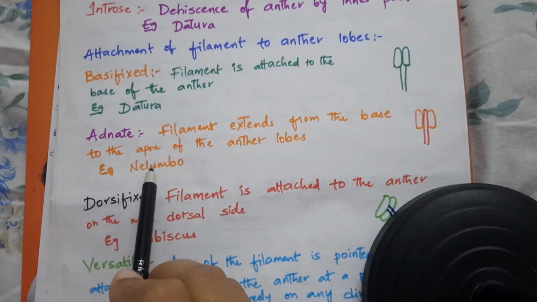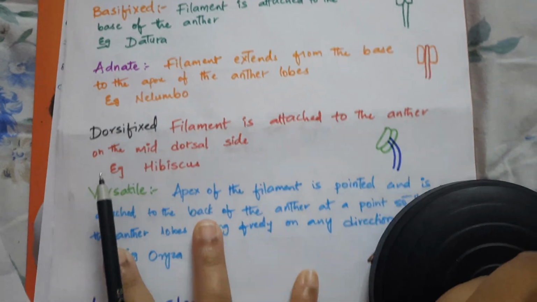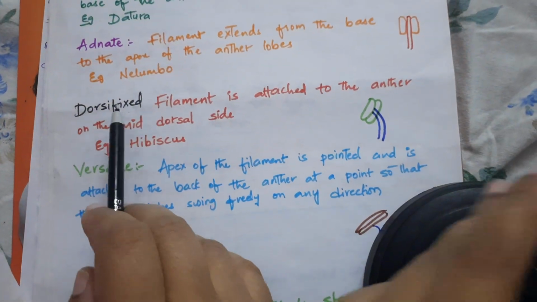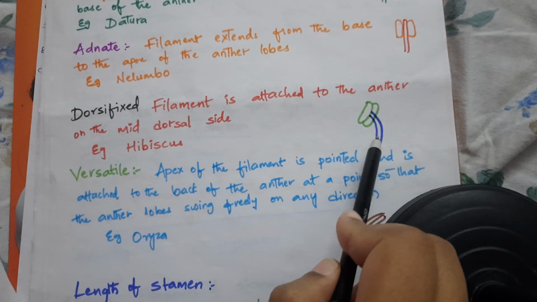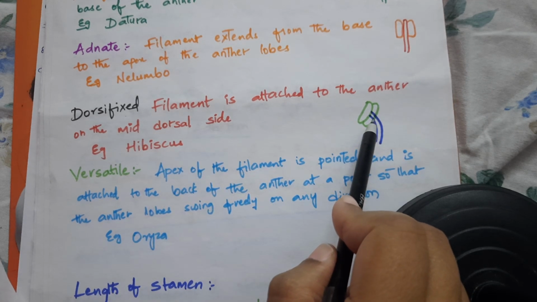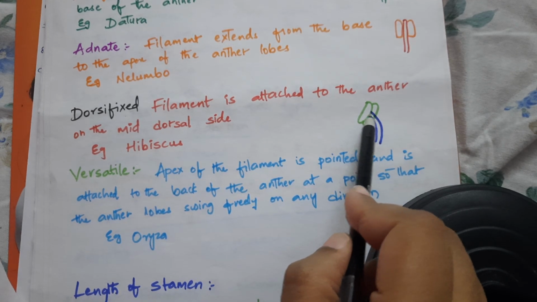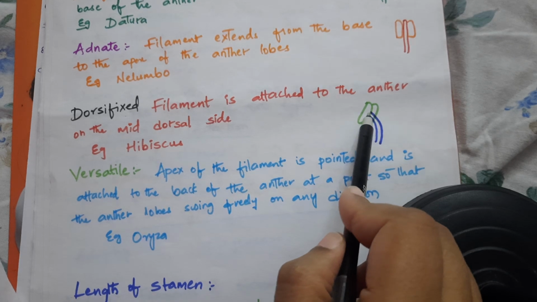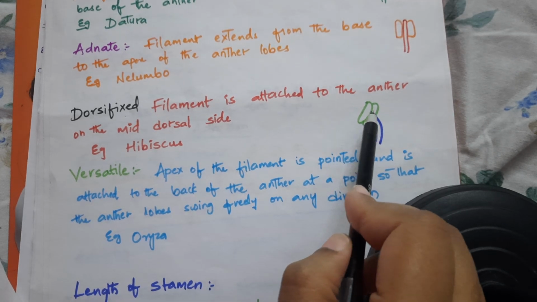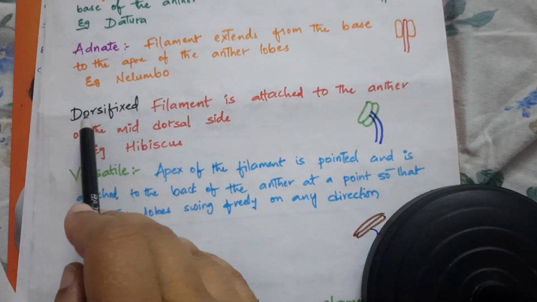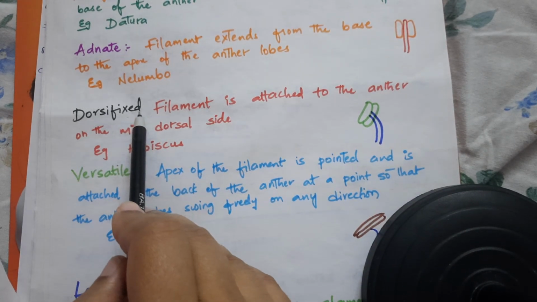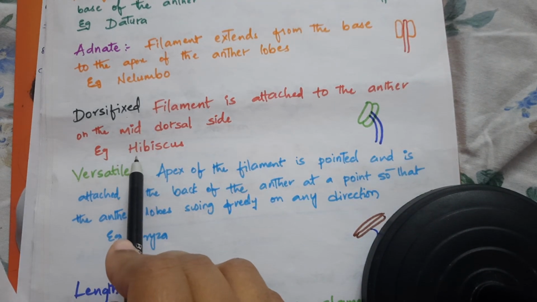It is seen in the Nilambo. Then the next one is the dorsifixed. See here, in this, this is the filament. It is attached to the anther on the mid dorsal side. Okay, this is the dorsal and this is the ventral side. It is attached to the mid dorsal type. So we call it as the dorsifixed anthers. It is seen in the hibiscus.